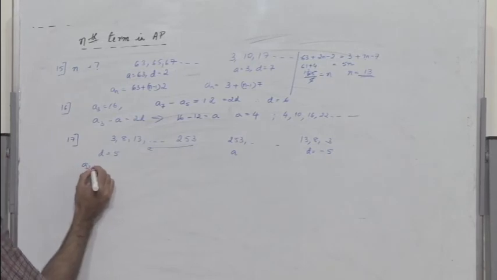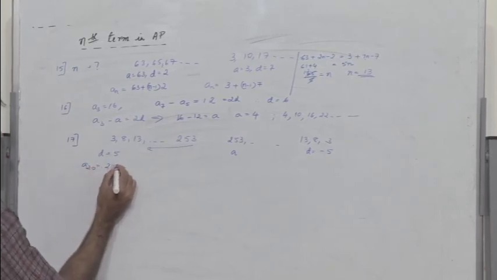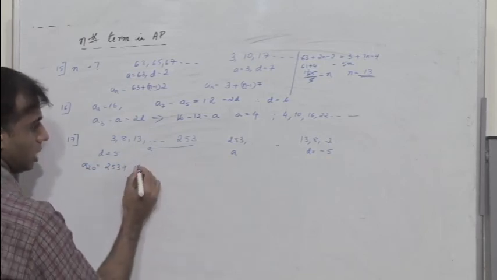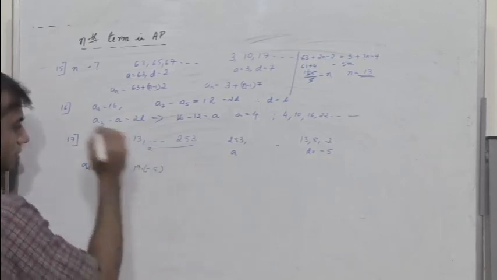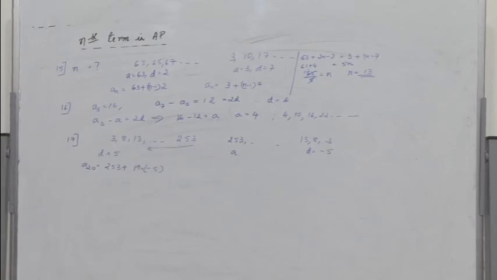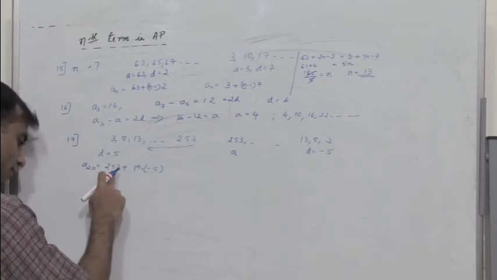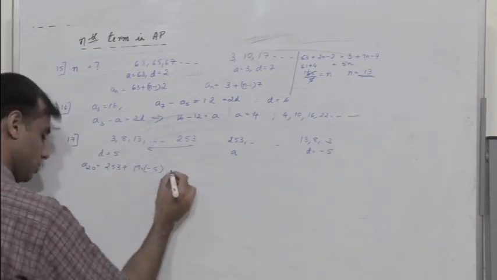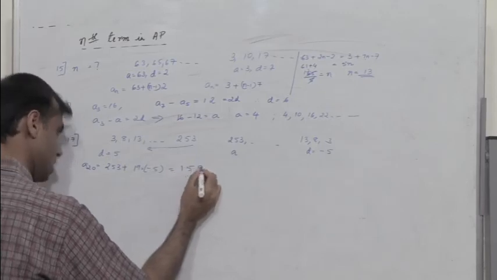So A20 would be A, which is 253, plus N minus 1, 20 minus 1, which is 19, into minus 5. So therefore we get 253 plus 19 into minus 5, which gives me a value 158.